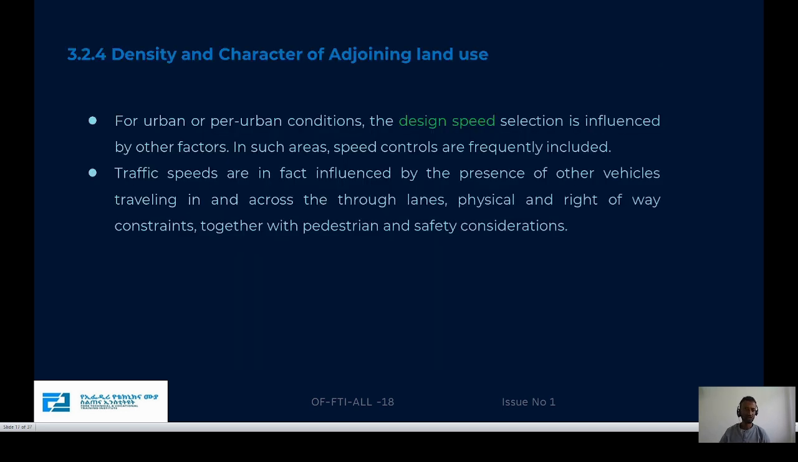And the fourth one is density and characteristics of adjoining areas. This is more related to the design speed. Selection is influenced by this. The design speed controls are frequently included. The traffic speeds are in fact influenced by the presence of other vehicles traveling in and accessing through the lanes, the physical right-of-way constraints, together with pedestrian safety considerations.